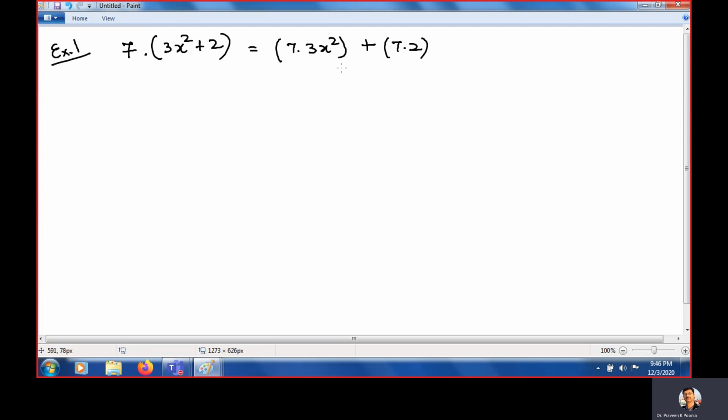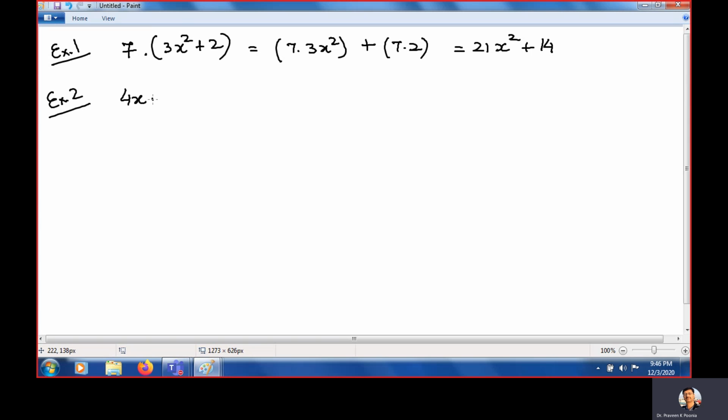This is the method. 7 times 3 is 21x power 2 plus 7 times 2 is 14. Class, this is example number 1, so we use the distributive law. Example number 2.